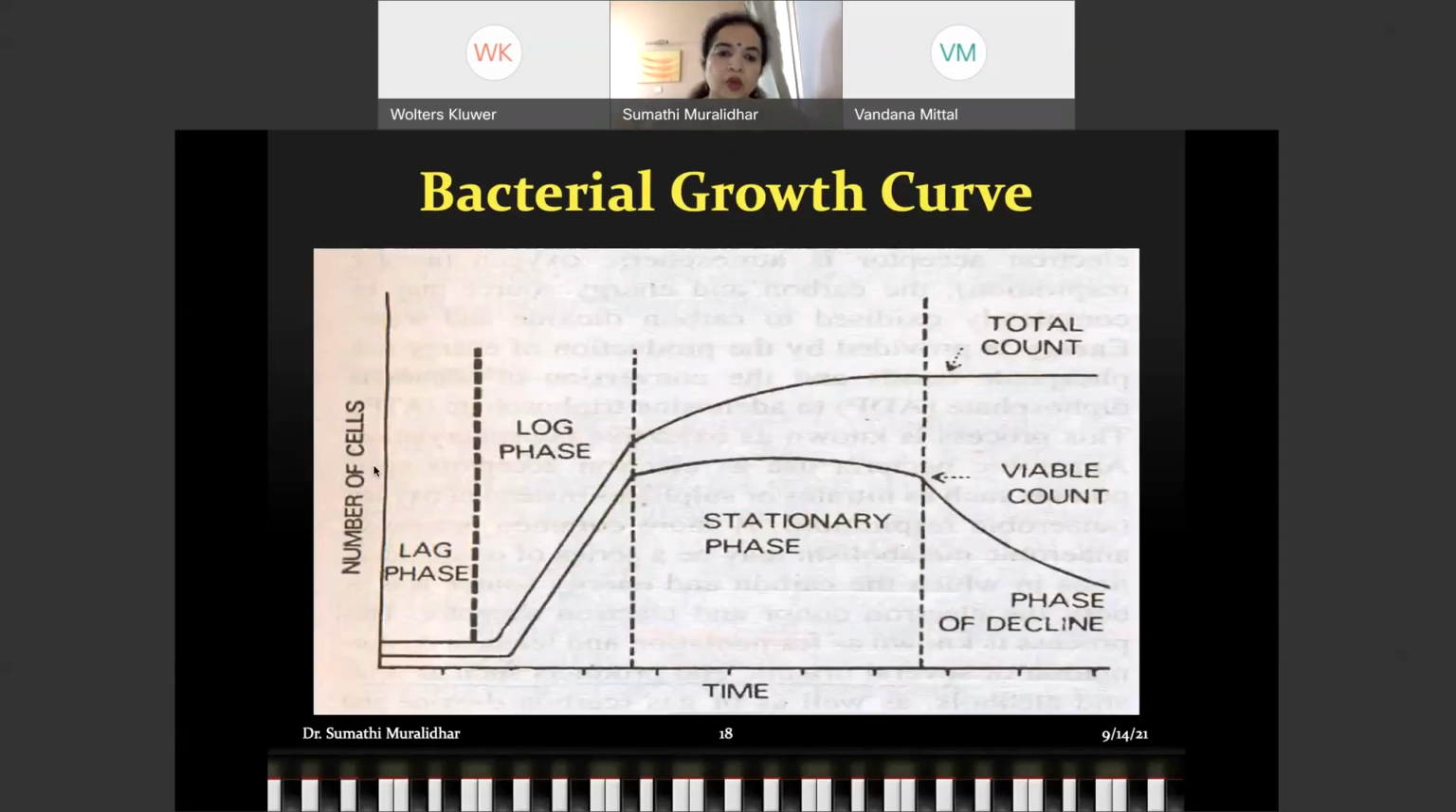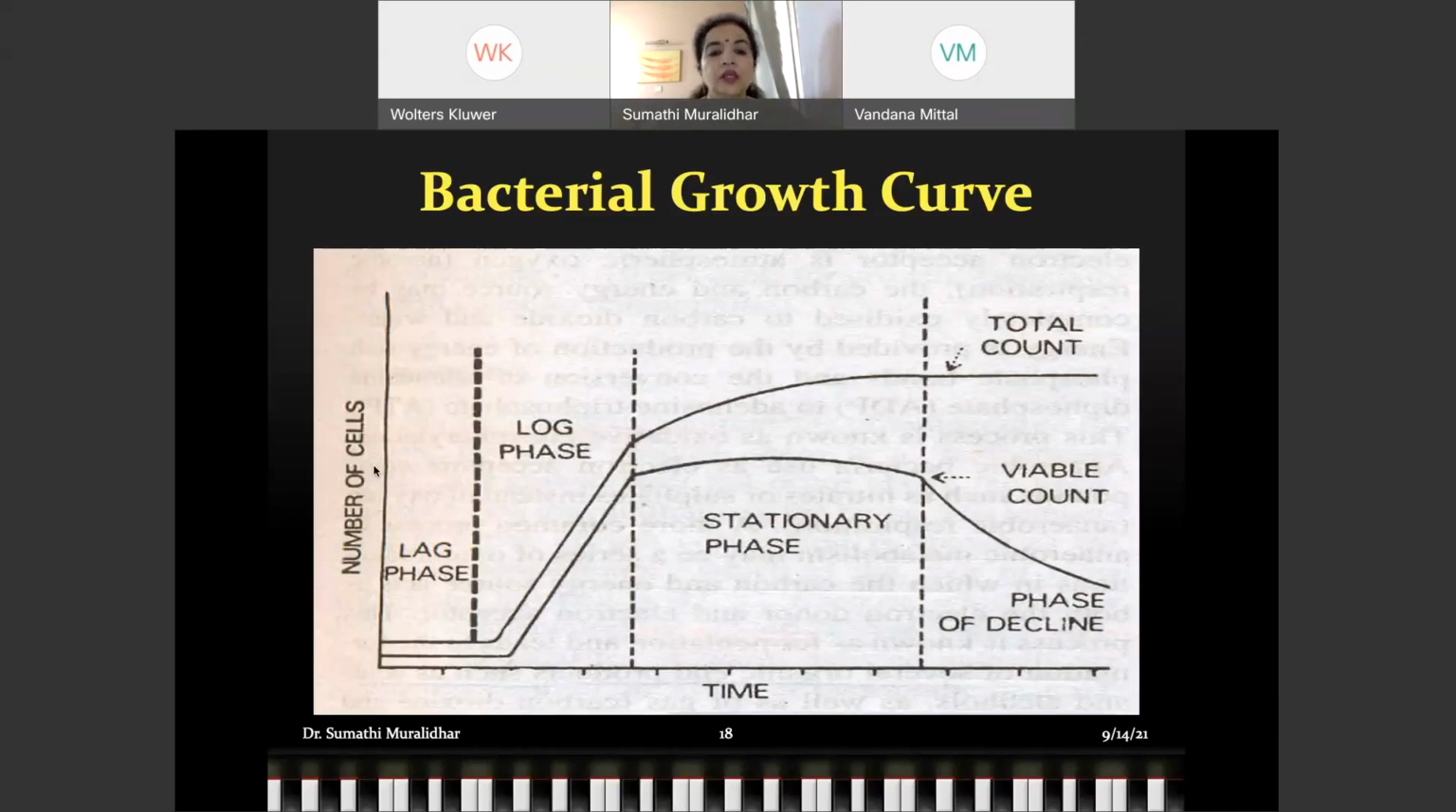And this is the bacterial growth curve. What I have explained now is the lag phase, where the bacteria is getting ready to multiply and all the nutrition is being taken in, and then it will multiply in the log phase. And finally, the stationary phase where it just plateaus off, and the phase of decline where the count reduces. You must be seeing there are two kinds of lines here. One is the total count, which does not reduce, which remains the same. And the viable count is the one which falls. So I'll tell you more about this a little later.